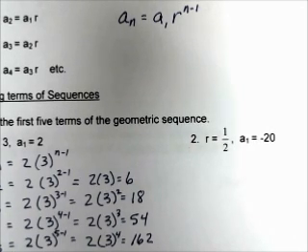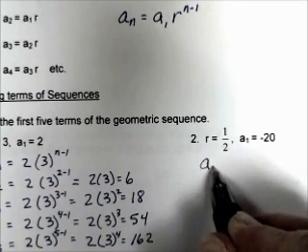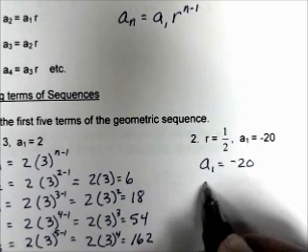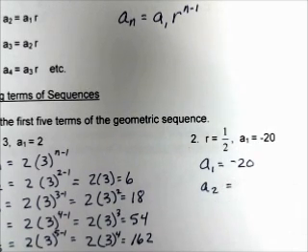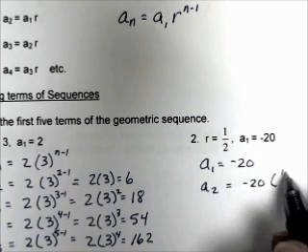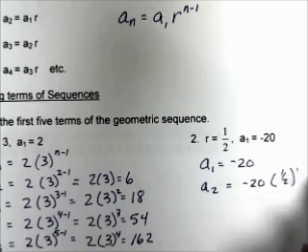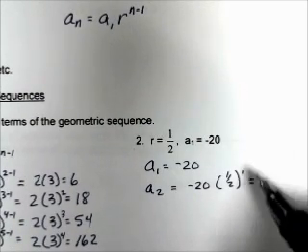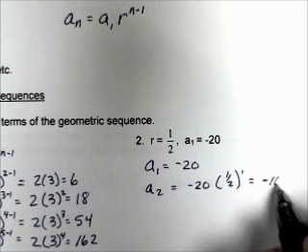Next we have r is equal to 1/2. a1 is negative 20. So if our first term is negative 20 and our r value is 1/2, then our second term would be negative 20 times 1/2 to the first. Negative 20 times 1/2 is negative 10.